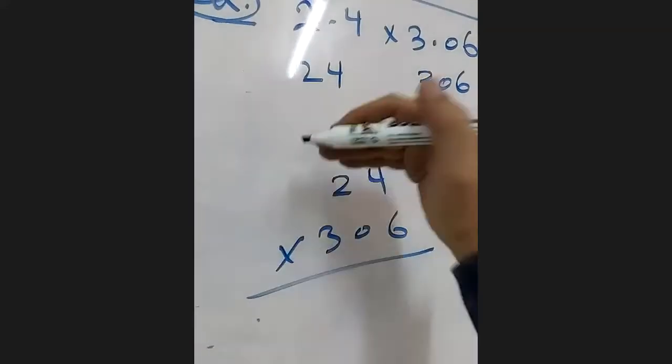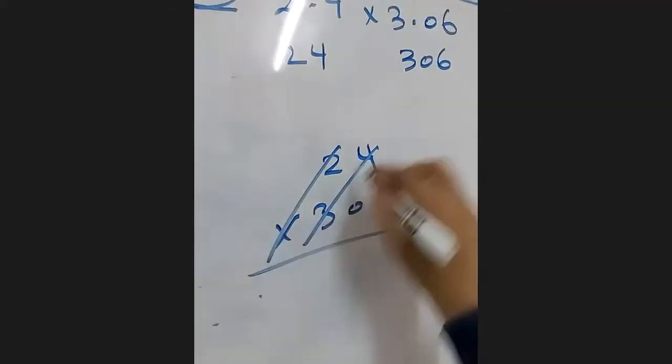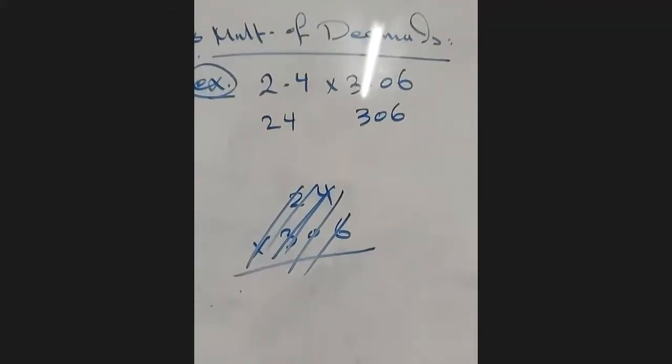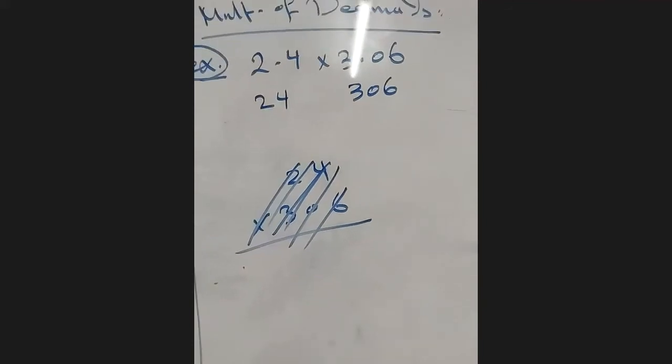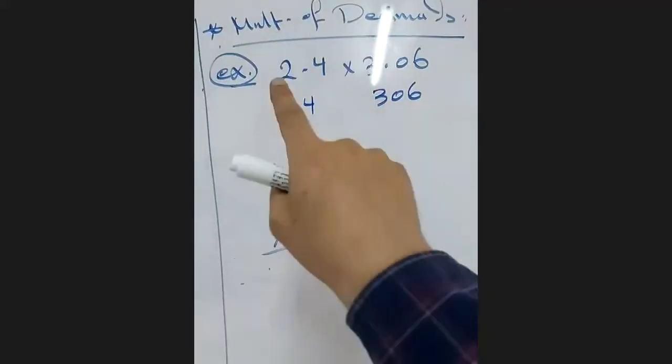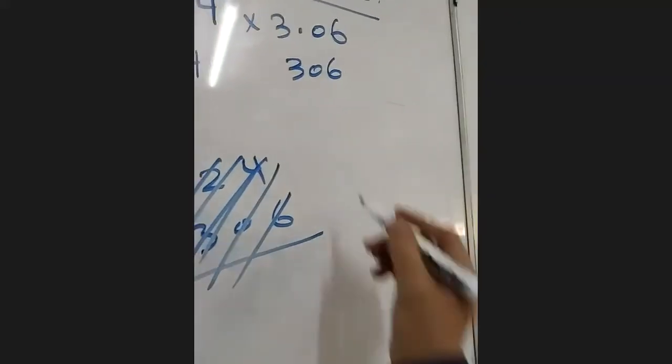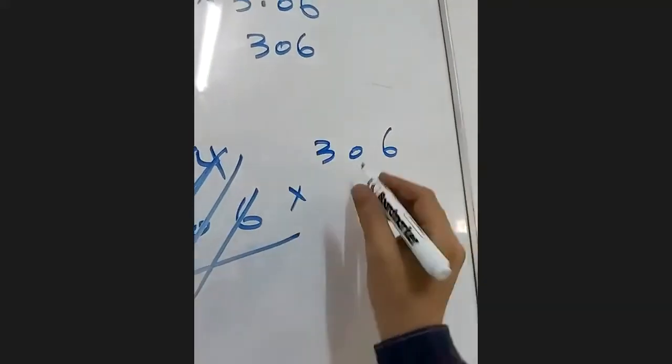No, put the 3 digits up and the 2 digits down, because multiplication is commutative. Commutative property means you can switch. You can put this here, the answer will be the same. 2 by 3 is a 3 by 2, it's the same. So 306 multiply 24.